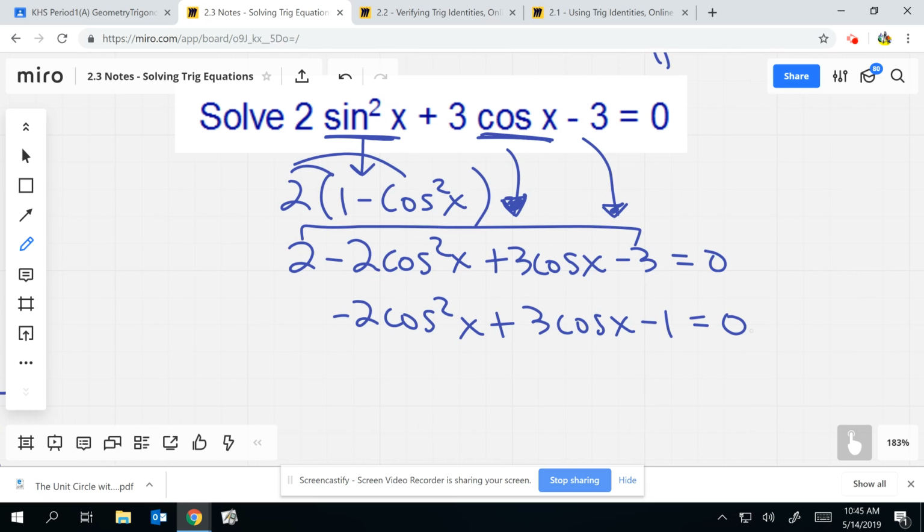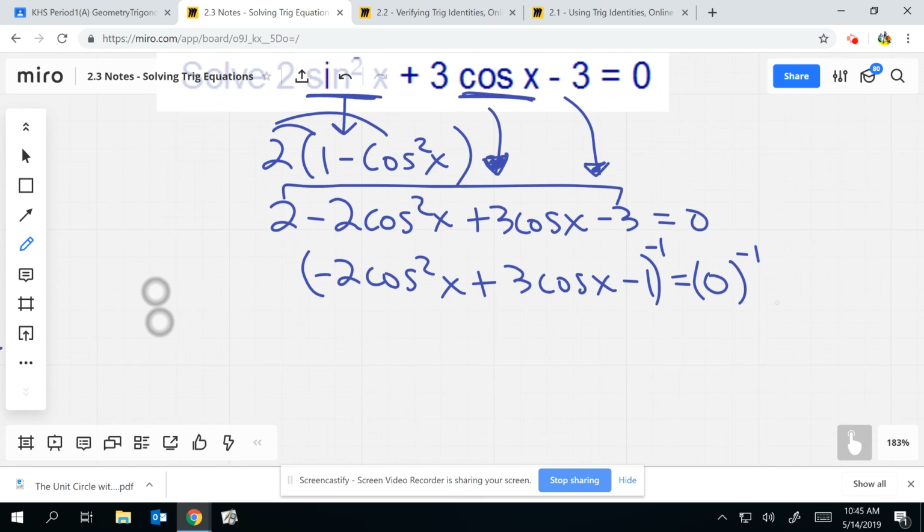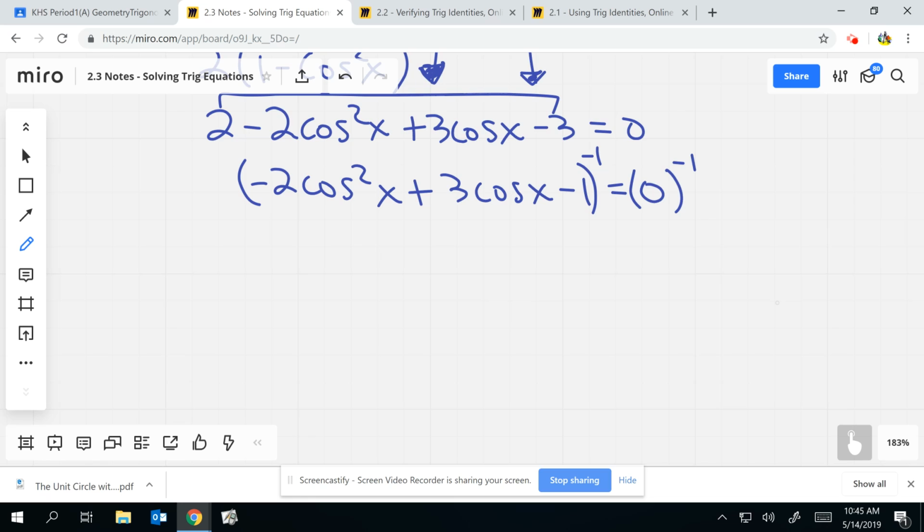I don't know if you remember your algebra, but you're not supposed to have a negative in front of your x squared term. That would make it really difficult to FOIL and get that answer. So what they like to do is change that sign to a positive simply by multiplying both sides by negative 1. As long as you're multiplying both sides by negative 1, it stays equal. The cool thing is, on the right side, 0 times negative 1 is still 0, so we don't have to worry about that changing. But you can distribute that negative 1 to all three of these. You'll get a plus 2 cosine squared. You'll get a minus 3 cosine. And you'll get a plus 1.